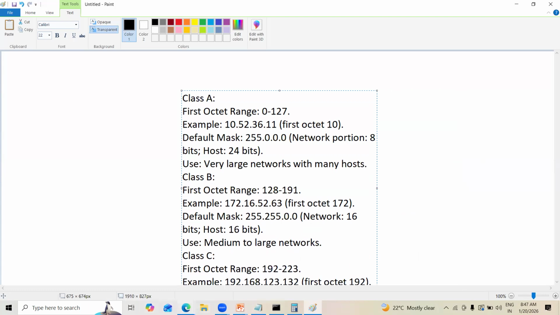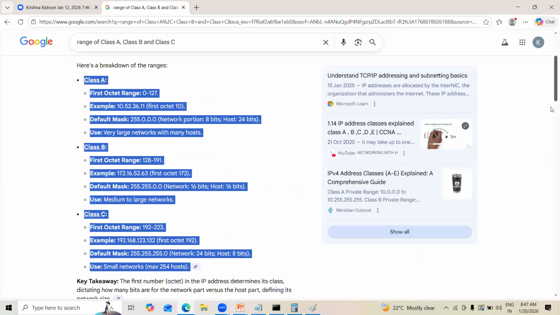We have it chart-wise, that's what I'm looking at. There will be some chart.